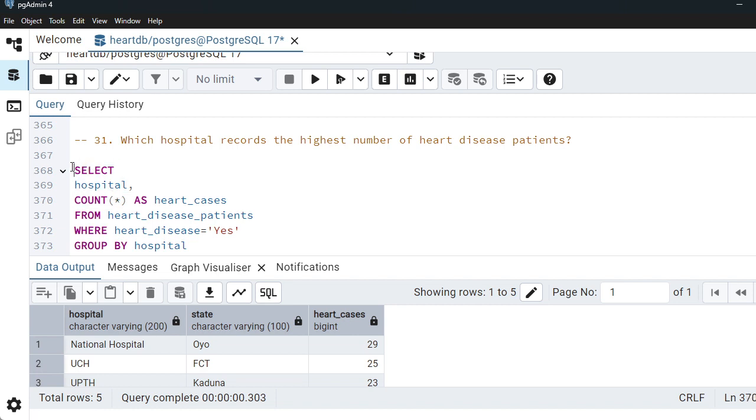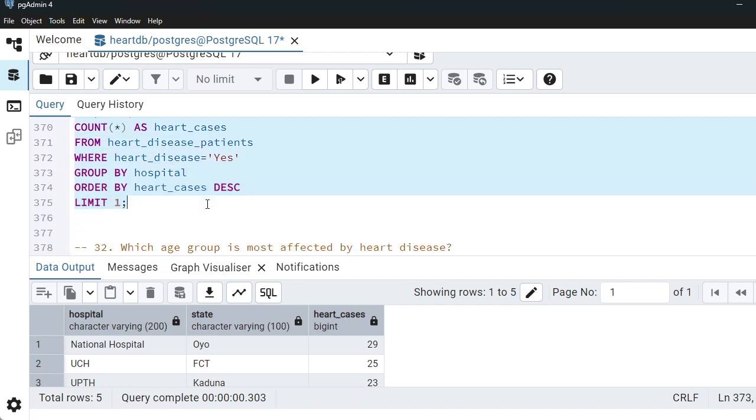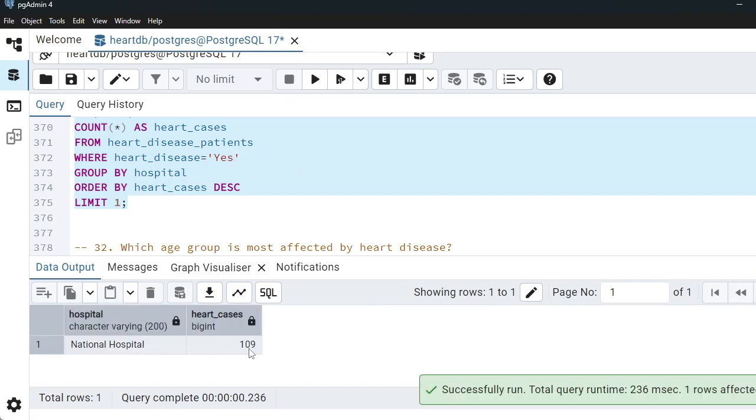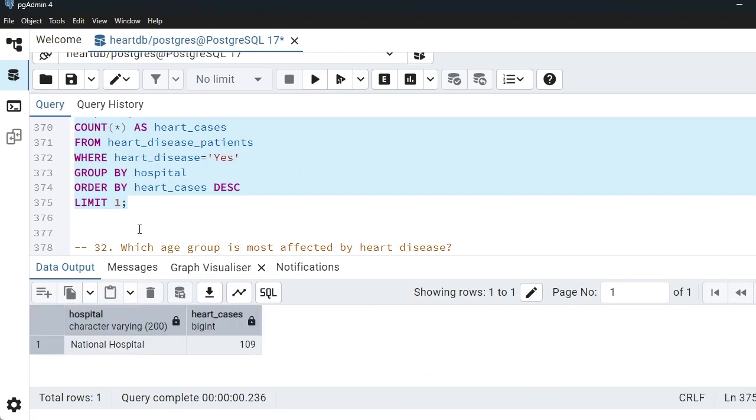So now select the hospital, then count it as what? As heart disease cases, where the heart disease is equal to yes, group it by hospital, order it by heart disease cases, then limit by this. It's going to give you the highest, which is 109 under the National Hospital.